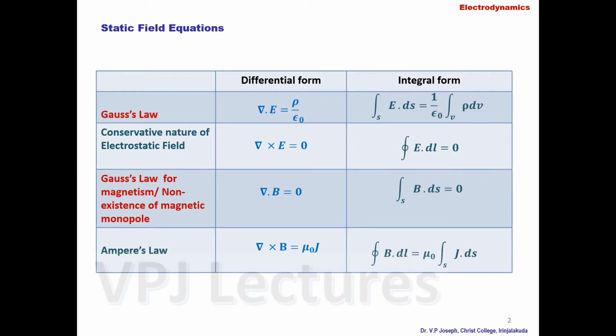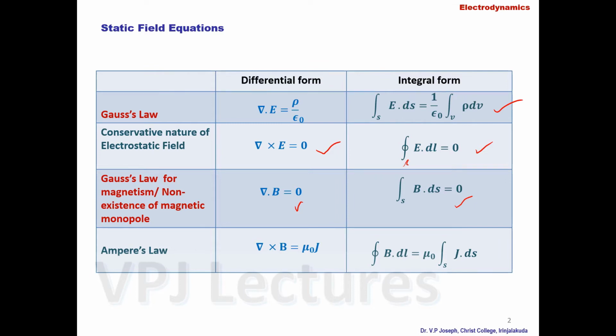The first one is Gauss's law, that is, del dot D is equal to rho by epsilon 0, or surface integral E dot ds is equal to 1 by epsilon 0 volume integral rho dv. The second equation gives the conservative nature of the electrostatic field, given by the differential form del cross E is equal to 0, or closed line integral E dot dl is equal to 0. The third one is Gauss's law for magnetism, or the non-existence of magnetic monopole, that is, del dot B is equal to 0, or surface integral B dot ds is equal to 0.